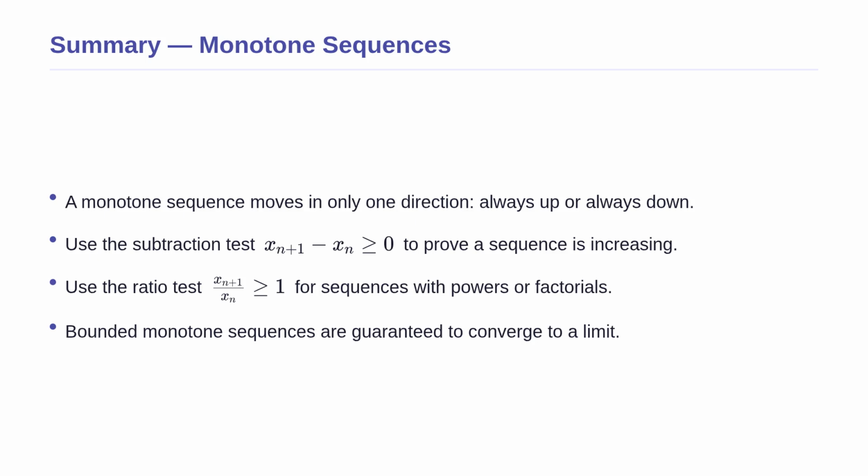First, a monotone sequence is simply a list of numbers that moves in only one direction, either always going up or always going down. Second, we learned two powerful tools to prove this. The subtraction test, where we show the difference between consecutive terms is positive, and the ratio test, which is perfect for handling exponents. Finally, we discovered that if a monotone sequence is trapped by a boundary, it will always converge to a limit. You have now mastered the foundational tools to predict the long-term behavior of mathematical patterns.